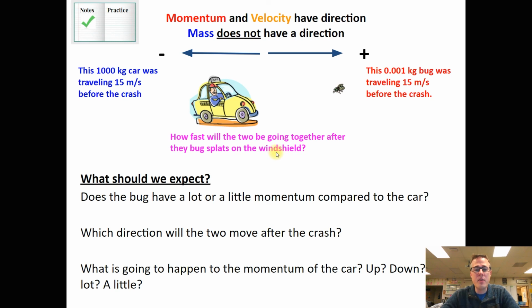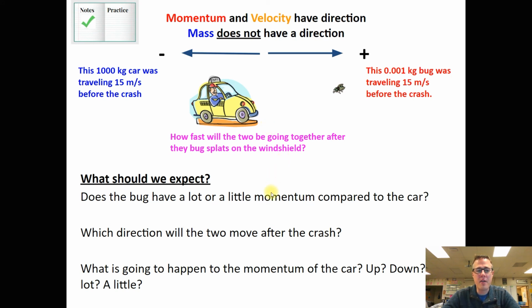What I need for you to do is pause this video and answer these 3 questions before we move on. Since we're doing another practice question, maybe make a line in your notebook, make a little sketch of the taxi cab and the bug so that you remember what this question was about, and then before we actually do the question, I need you to answer these 3. Does the bug have a lot or a little momentum compared to the car? Which direction will the two move after the crash? And what's going to happen to the momentum of the car? Is it going to go up, down, a lot, a little? Answer those now. Ready, go.